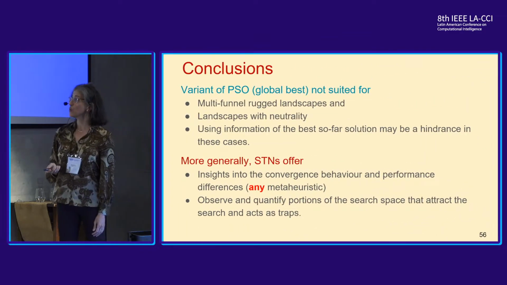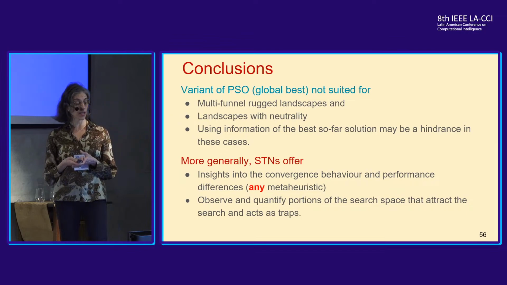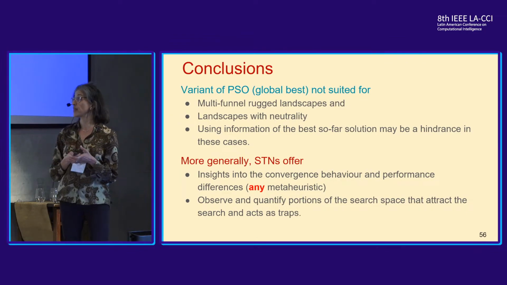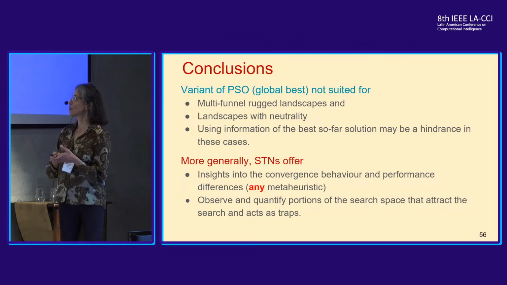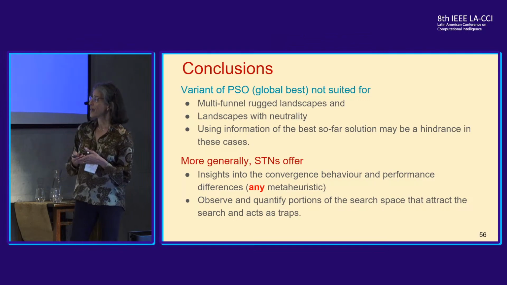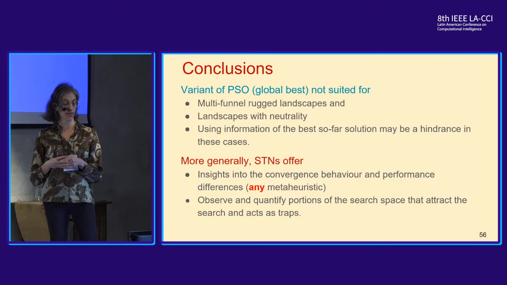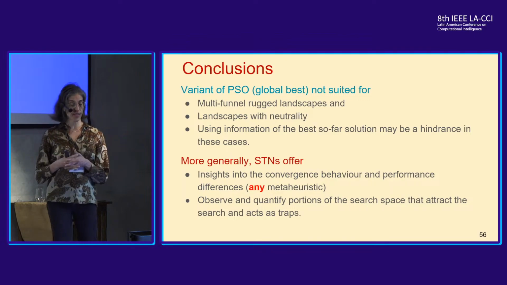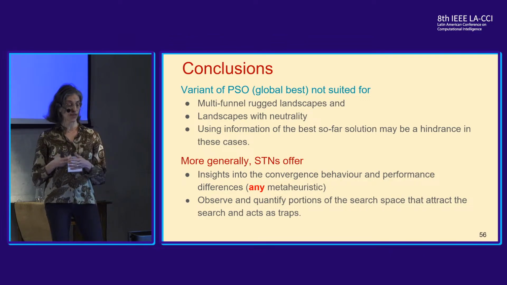Okay, so to conclude, in this particular example of search trajectory networks, it seems that this particular variant of PSO was not very good for multi-funnel rugged landscapes and landscapes with neutrality. And more generally, we argue that STNs offer insight into the convergent behavior of algorithms of any meta-heuristic, and allow you to observe which areas of the search space are attracting the process.